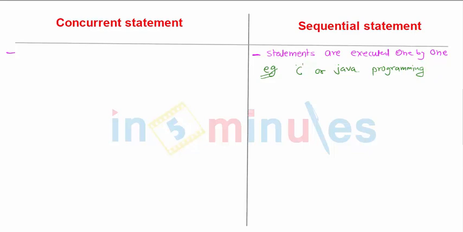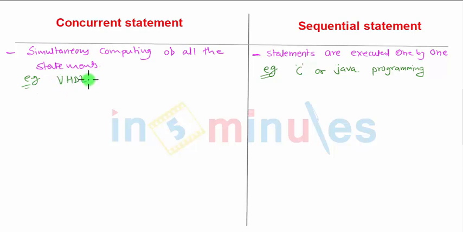Whereas what are concurrent statements here? Concurrent means equal. Then the concurrent statement means simultaneous computing of all these statements. An example is VHDL, VHSIC hardware description language. Now how exactly does this take part? Let us try to have one example here.